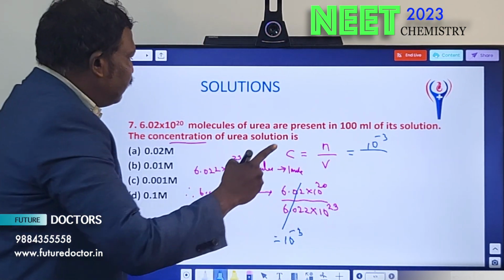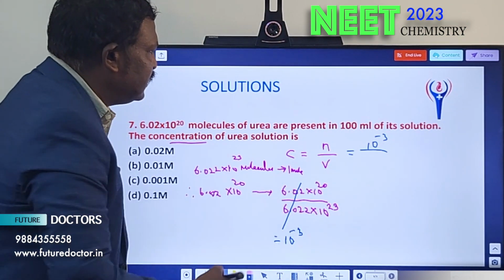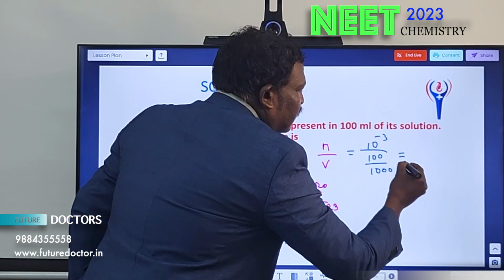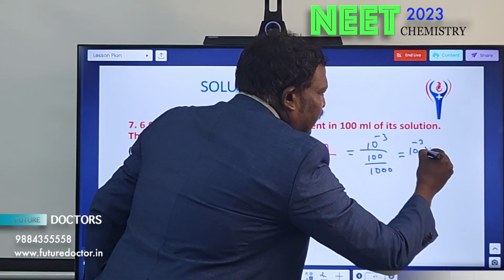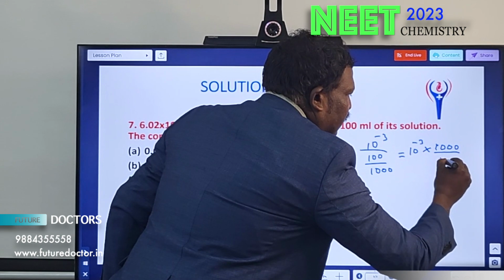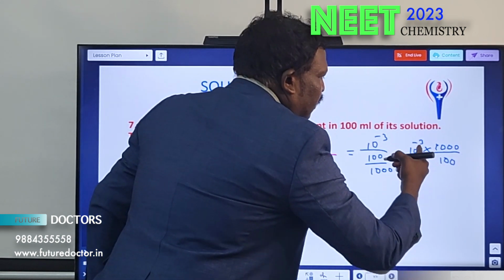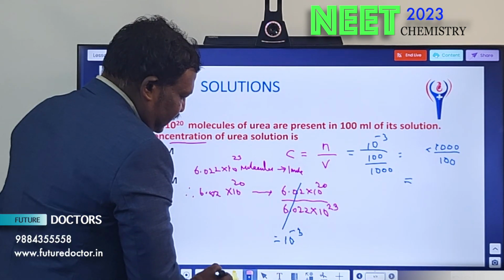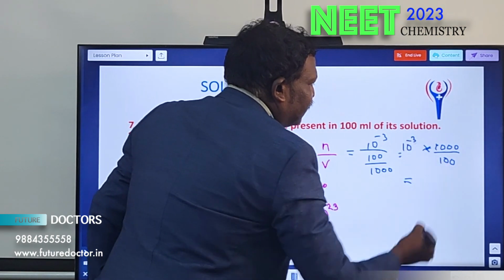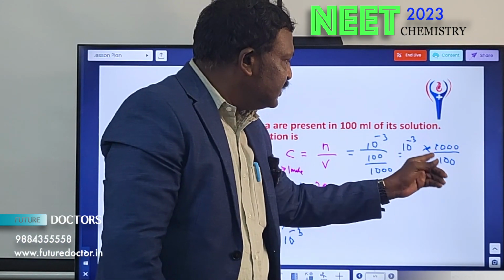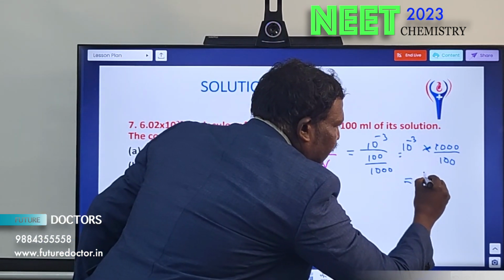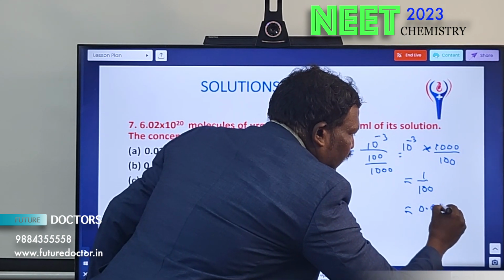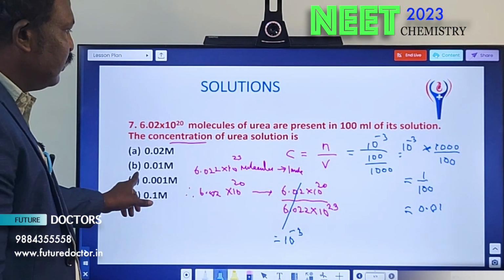Understood? By volume. The volume of the solution in liters is 100 by 1000. So 10 power minus 3 into 1000 by 100. This 10 power minus 3 and this 10 power 3 cancel. So remaining is 1 by 100 only. 1 by 100 means 0.01. Is it correct or not? So the answer is 0.01. B is the correct answer.